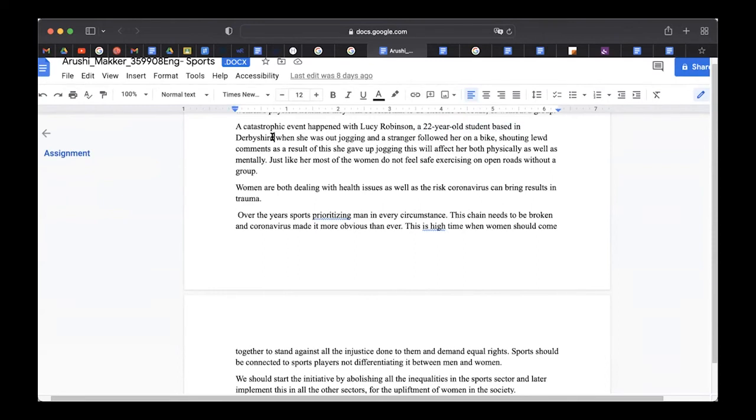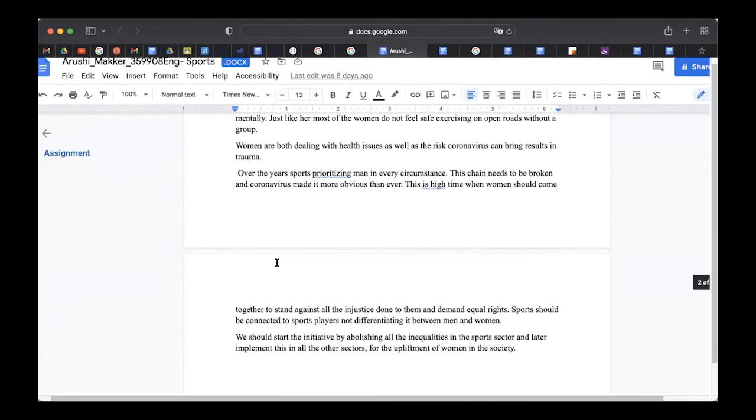Just like her, most of the women do not feel safe exercising in open roads without being in a group. Women are both dealing with health issues as well as the risk coronavirus can bring, which results in trauma. Women are dealing with both. Again, women are both dealing here.